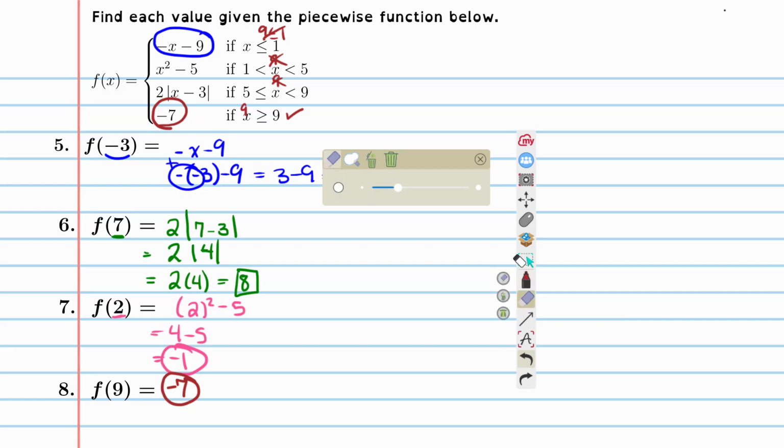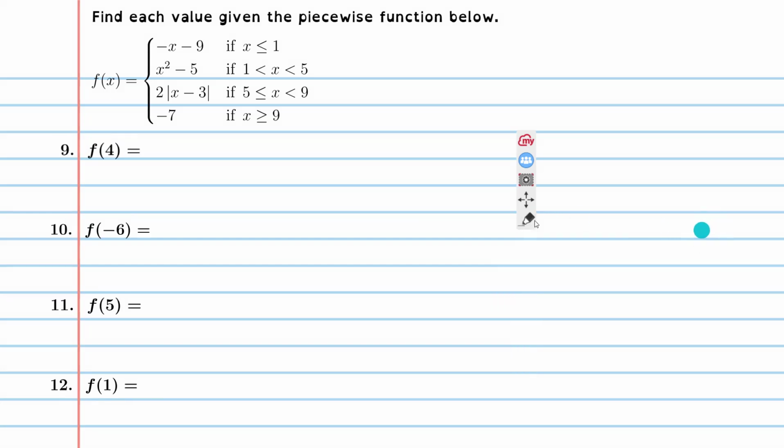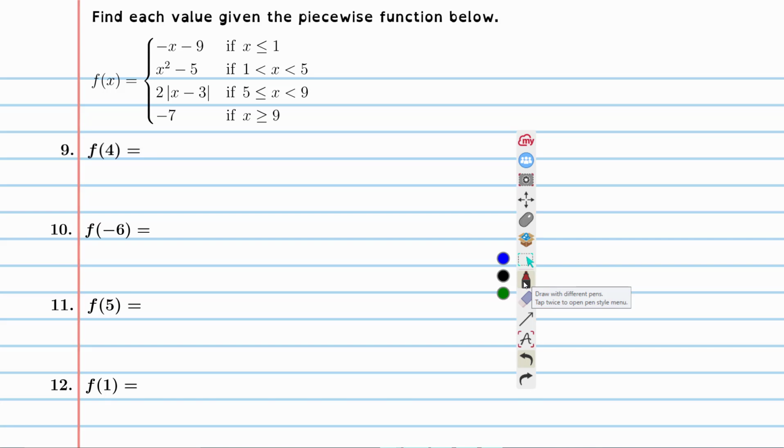So let's look at the next page. And we're going to do the same thing. I accidentally put number 13 as the same thing as what we just did, so I'm not going to do that problem for you again. But let's look at the other ones. 4. Is 4 less than or equal to 1? No. Is 4 between 1 and 5? Yes. So 4 squared minus 5, that's 16 minus 5, which is 11. That's your answer.